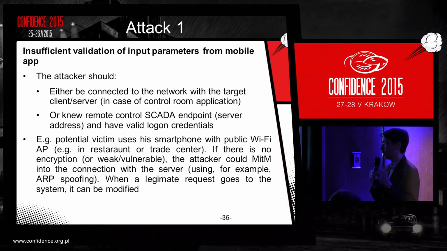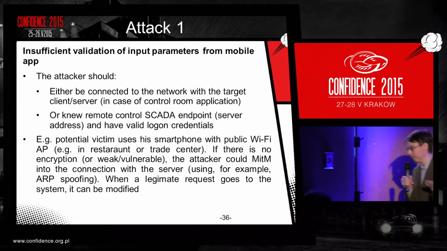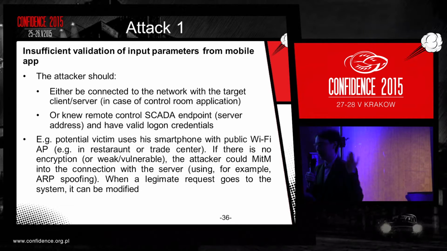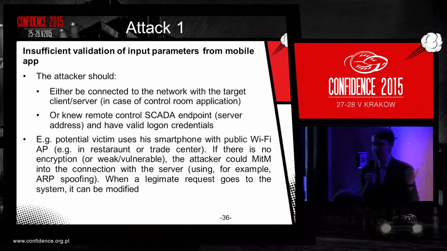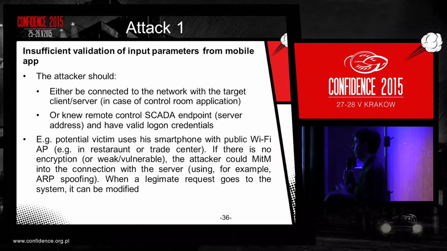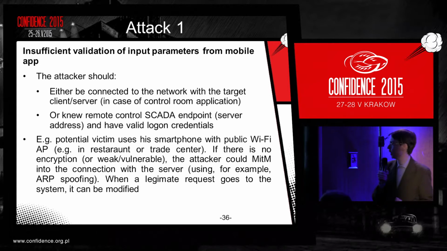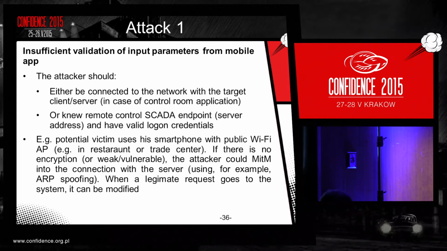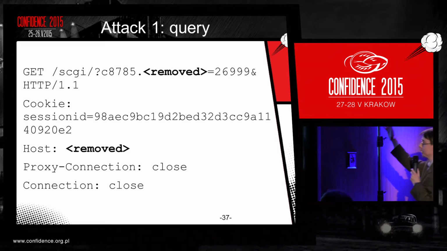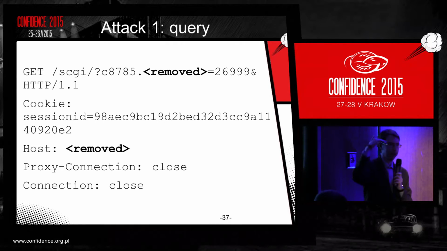Or the attacker could somehow intercept the connection between the client and server endpoint, for example, through public Wi-Fi, compromised private Wi-Fi, or through a faked GSM channel. The attacker could get in the middle of the connection with the server, in the simplest case using ARP spoofing, and when a legitimate request goes to the server, it could be modified. I cut the parameter name from this query, but it could be googled, in fact. This query is setting the upper temperature limit.